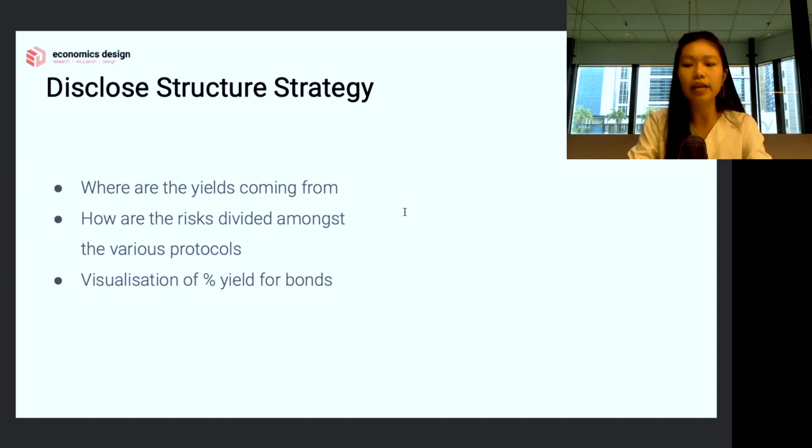Because now when they disclose, it could be written in the smart contract, and people have to learn how to read the smart contract. It's not like a very pretty graphic that you could see, or maybe it could be an interactive automated graphic page where you can see the constant change in where yields are coming from, what kind of risks are being diversified into the different protocols, the visualization of the percentage yield for this specific product. If you are looking at 5 different assets in your product, where is the yield coming from each of these products, and stuff like that. So having a very clear understanding of the structure will be very important.